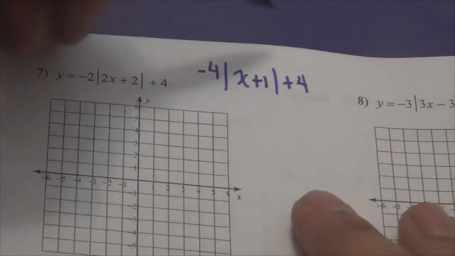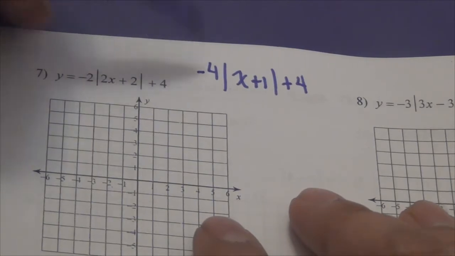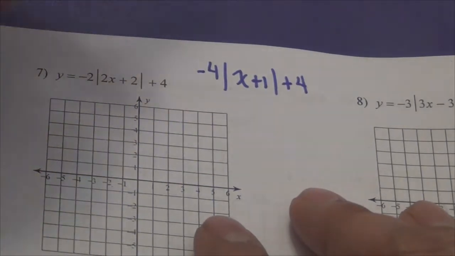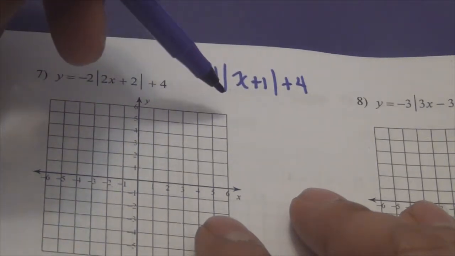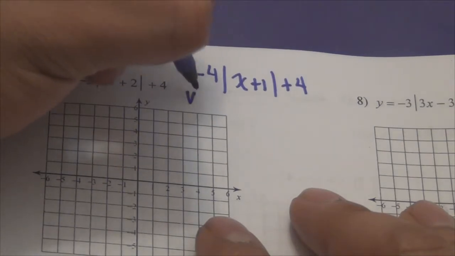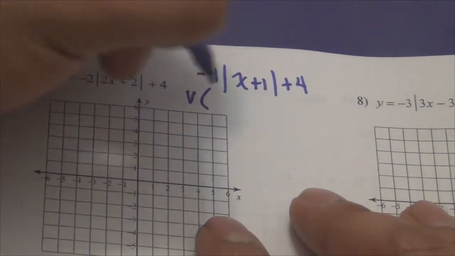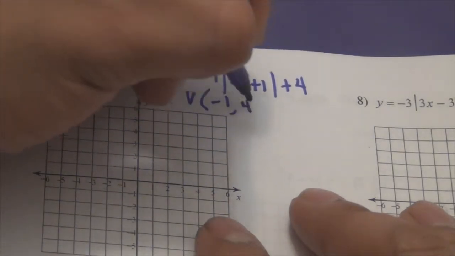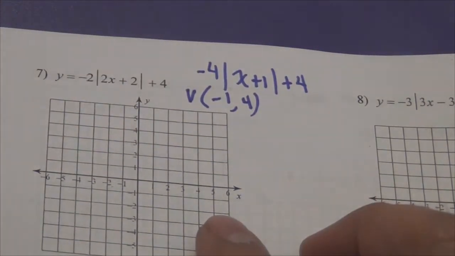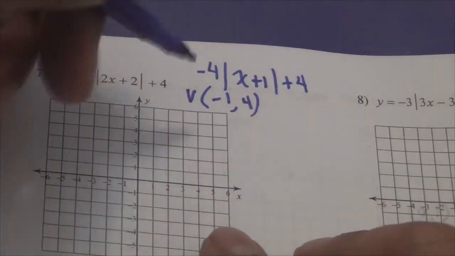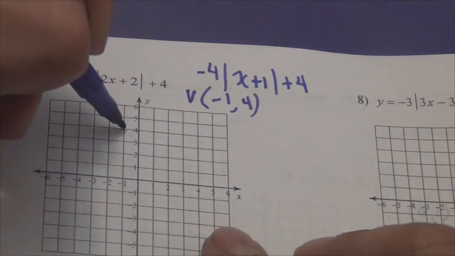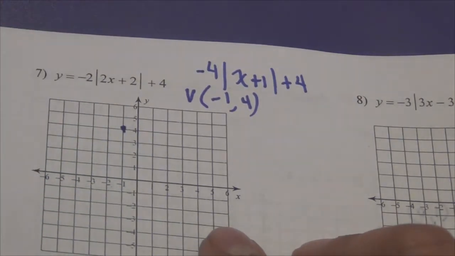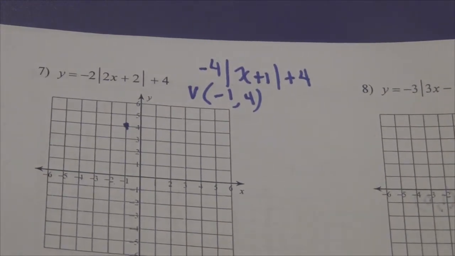Now I know that it's going to be negative, definitely, so it's going to open down. There's going to be a shift to the left by 1 unit, so -1. The vertex is going to be at -1, 4. All right? Please understand that. So -1, 4. That's the vertex. Let's see if it's true.